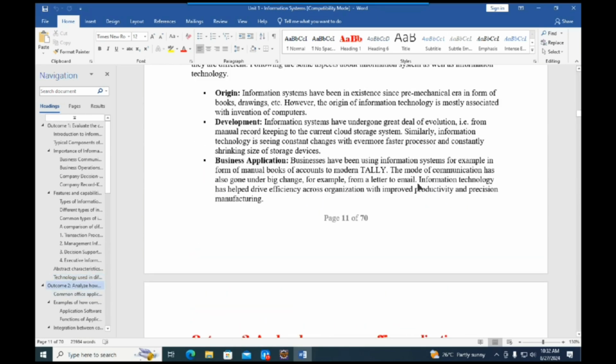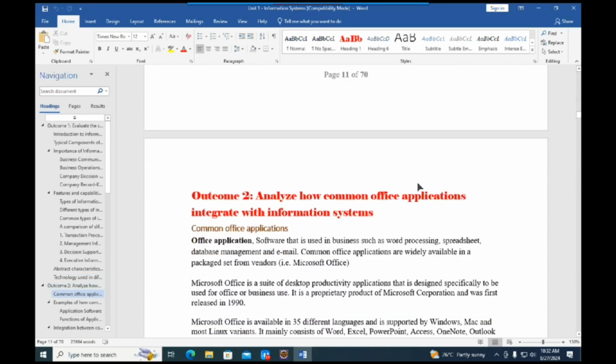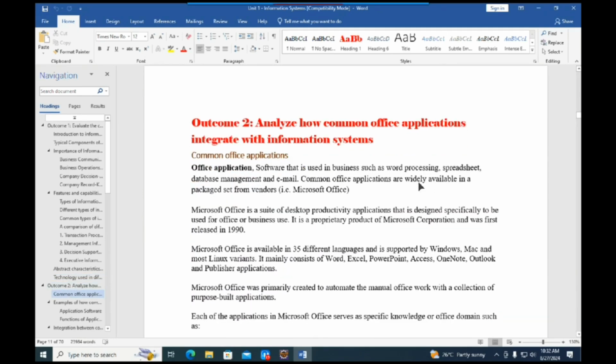So that marks the end of our first outcome. So the second outcome, we are supposed to analyze how the common office applications are integrated with information systems. In other words, how do we integrate the common office applications with information systems?